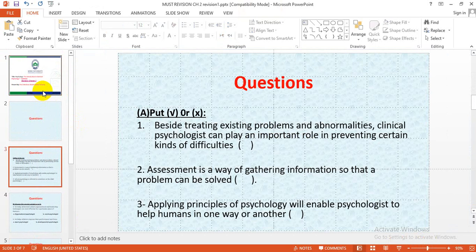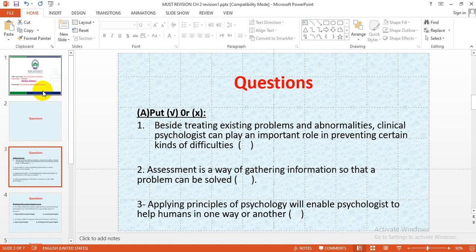I hope you find out your answers, write them down, and then try to give yourself marks. Now I am going to answer each question with you. While answering, I will get back to our book or our slides and try to find out, check the slide, and find the correct answer for each question.